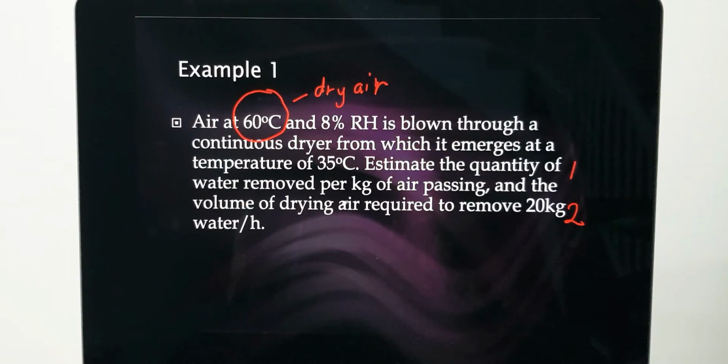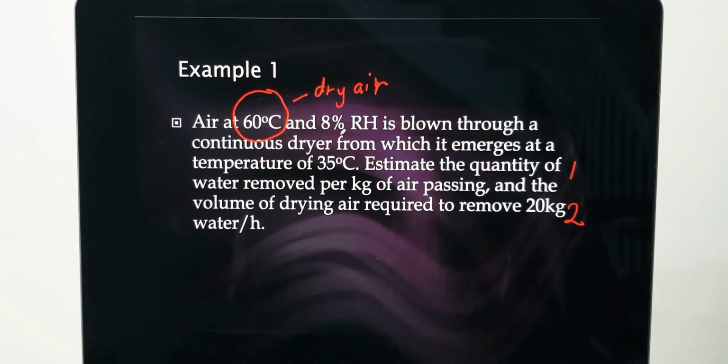Okay, and then how much volume of drying air is required in order to remove 20 kilogram of water per hour. So you have two questions, question number 1 and question number 2. Although this one looks simple, you need to use a psychrometric chart in order to solve the problem. Basically this particular problem will give you 10 marks.